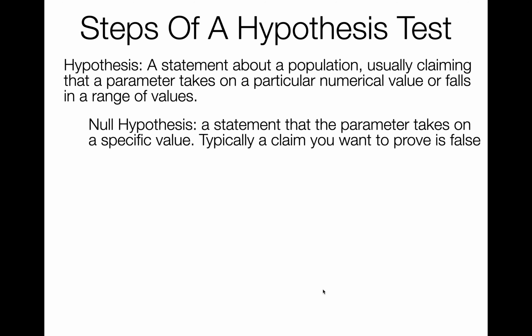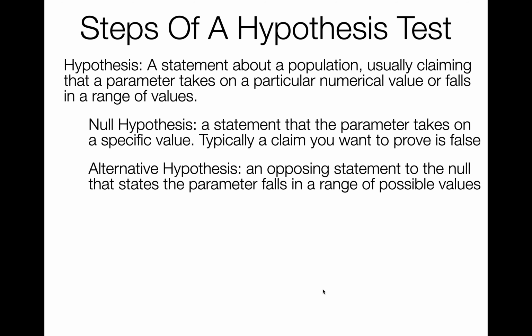All right? So, there are two types of hypotheses that we'll talk about here. The first is the null hypothesis. It's a statement about the parameter. It's a statement that the parameter takes on a specific value. It's typically the claim that you want to prove is untrue. So in our example about the coin, it would be that the coin is fair, which translates to the proportion of heads equals 0.5.